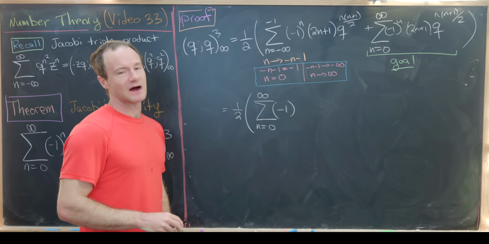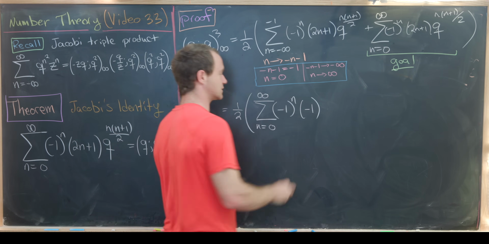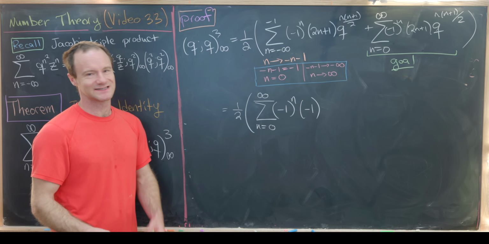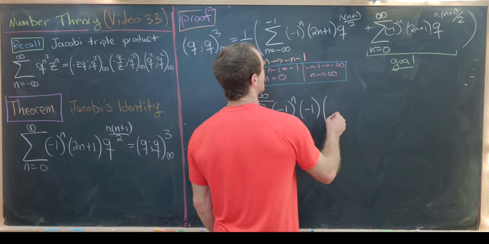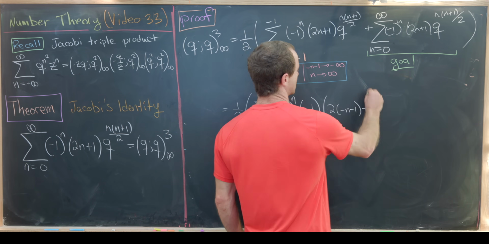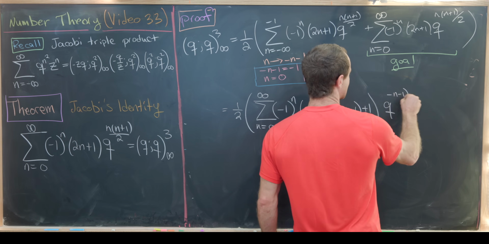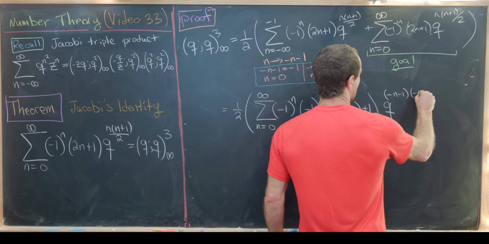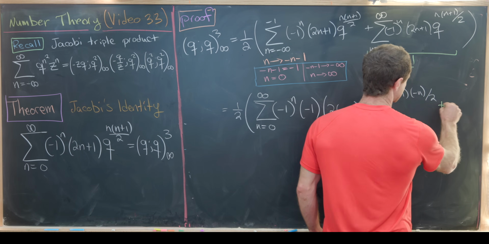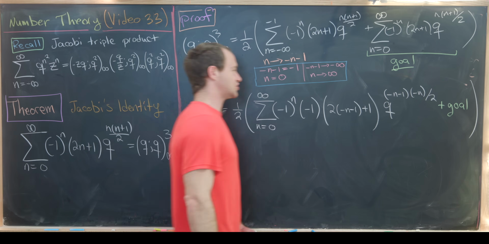But let's just replace -n-1 with -1 to the n times -1. Because notice that's -1 to the n+1, and that's the same kind of thing. And then here we'll have 2 times (-n-1)+1. And then we'll have q to the (-n-1) times (-n) over 2. And then plus our goal object, which is already good to go, so we won't change that.